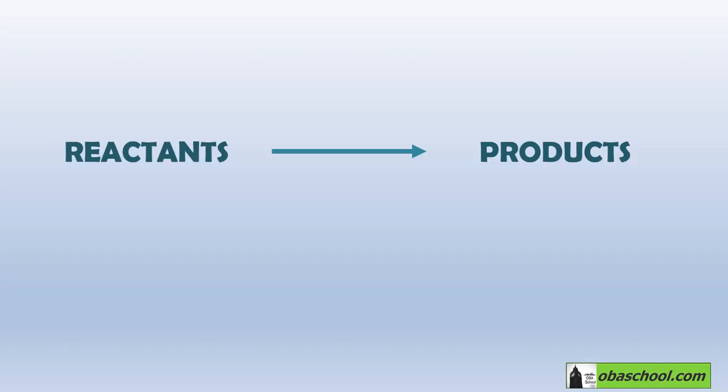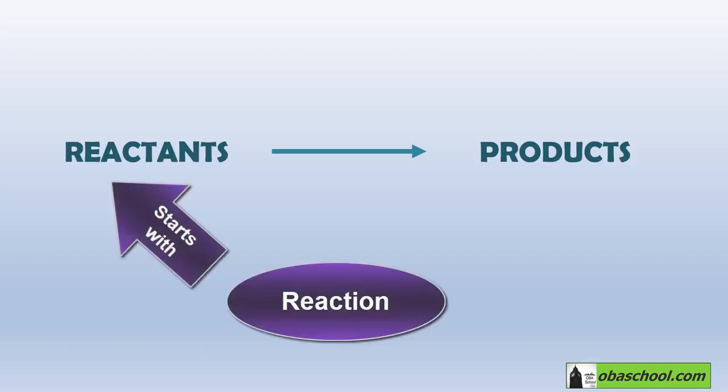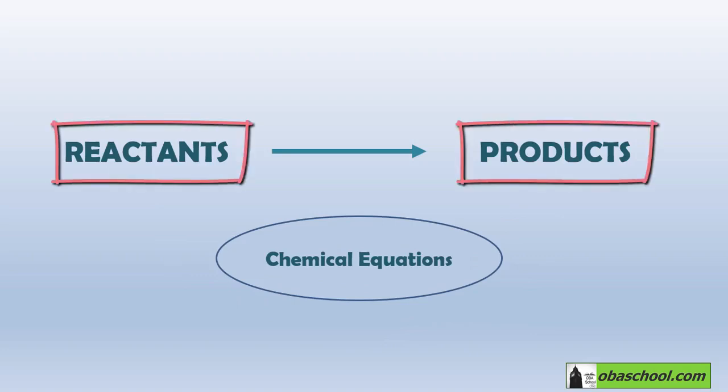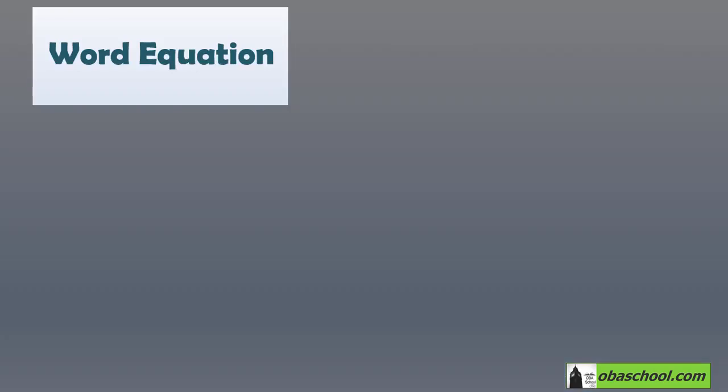The reactants are those substances that the reaction starts with, while the products are the substances that we have when the reaction is over. So a chemical equation shows reactants and the products. So if we look at chemical equations, we will be able to know what the reactants are and to identify the products. Let's move to what is called a word equation.